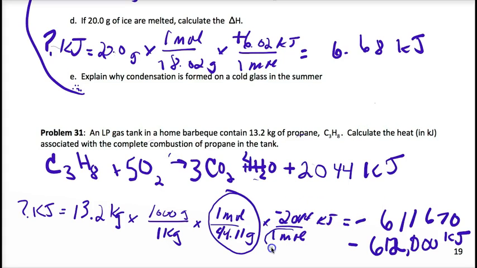This mole, that mole, comes directly from this coefficient. If you balanced it and it was a 2, you'd have to put 2 in the bottom. If you balanced it and it was a 5, you'd have to put 5 in the denominator. So whatever coefficient propane has, that's the number you put in the bottom. Okay, let's see what's happening on the next page.